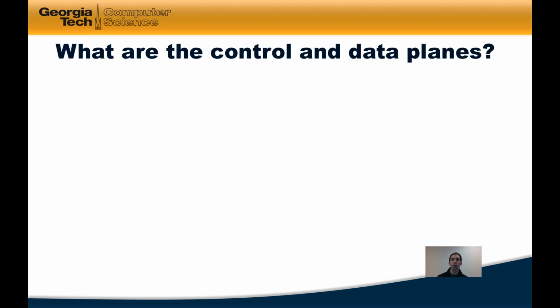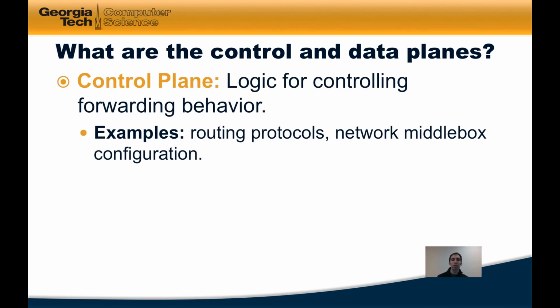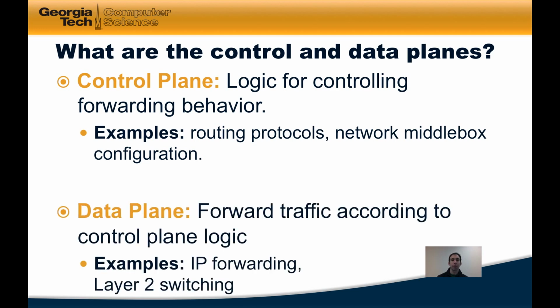So first, what are the control and data planes? The control plane is logic that controls the forwarding behavior in the network. Examples of the control plane are routing protocols, network middlebox configuration such as firewall configuration or load balancer configuration, and so forth. One can think of it in some ways as the brain of the network. The data plane, on the other hand, forwards traffic according to the control plane logic. Examples of data planes are IP forwarding, layer 2 switching, and so forth. The data plane is sometimes implemented in hardware, but also is increasingly implemented in things like software routers.